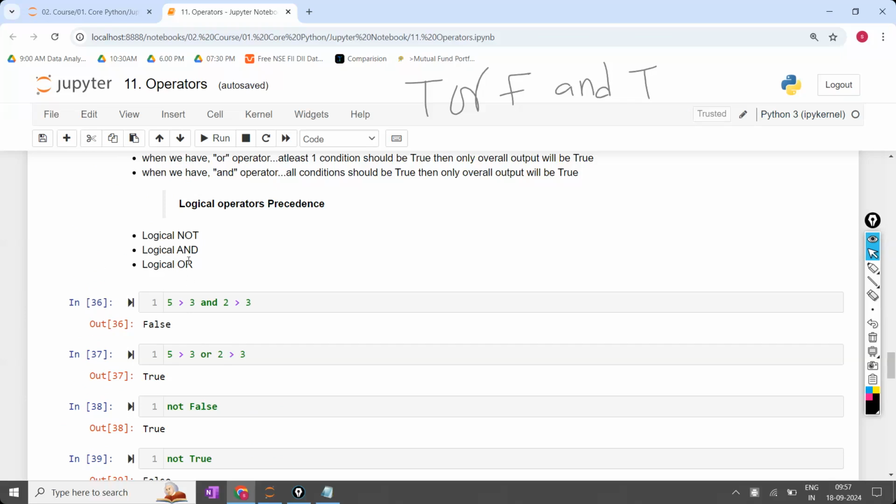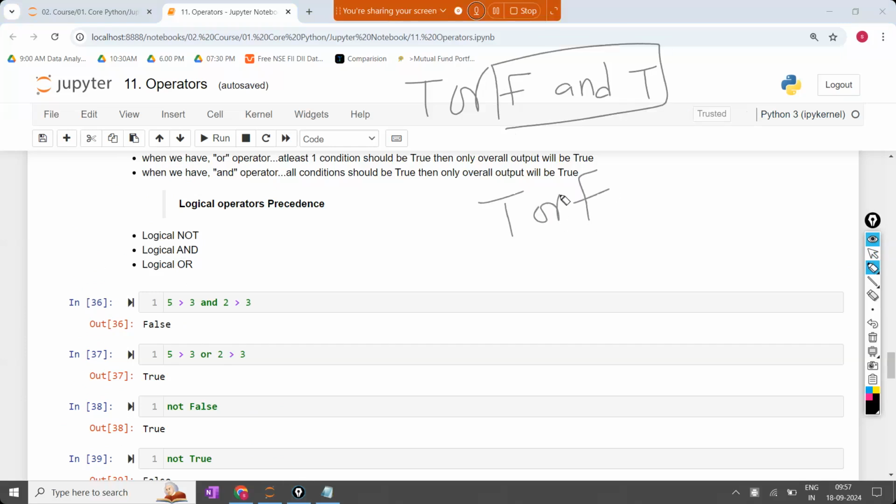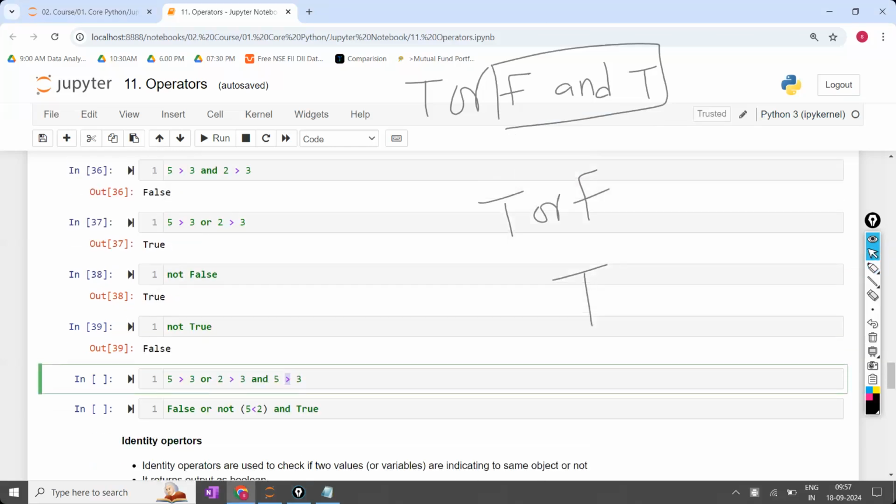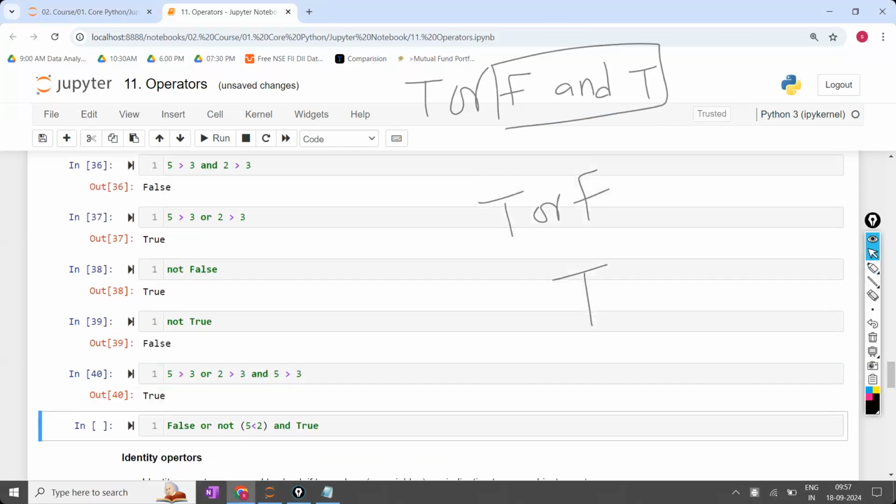Now, according to this, which one will be completed first? AND or OR? AND will be completed first. What is the output of these two? False and true is false. Now, true or false, what is the overall output? Like this, Python will execute and finally give the output as true. In this way, it will work. That one line of code, this is what happens in the backend. Is the point clear?